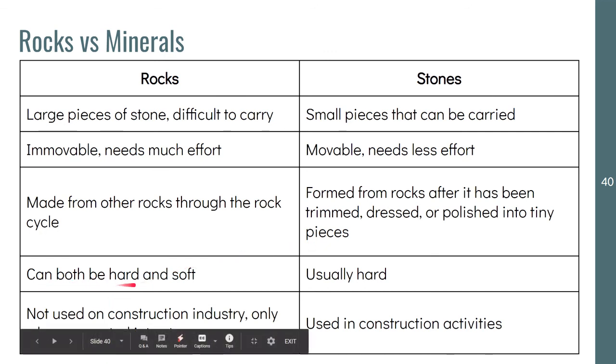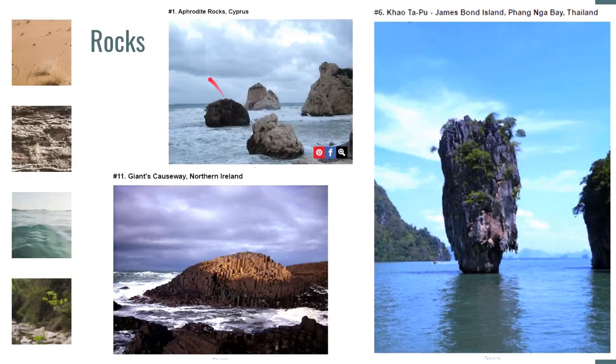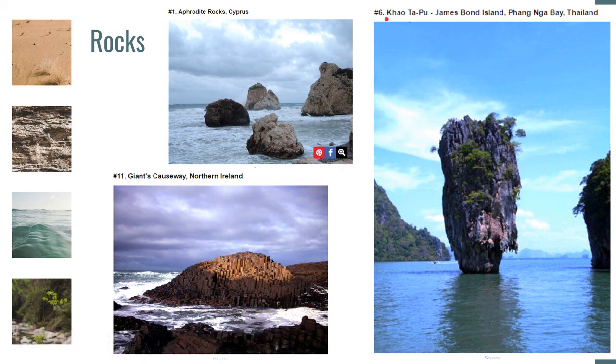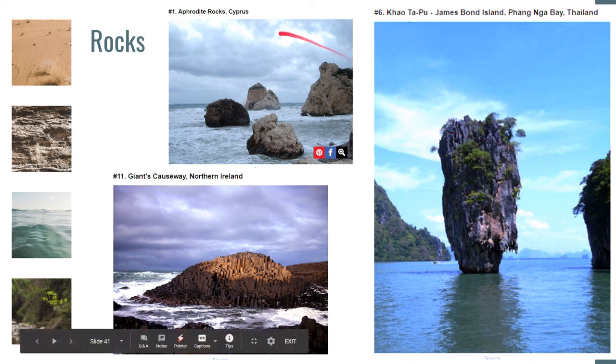Rocks can be both hard and soft. Stones, on the other hand, are usually hard. Rocks are not used in the construction industry, while stones are used in construction activities. So to further differentiate, these are examples of rocks or rock formations. These are the Aphrodite rocks in Cyprus, Giant's Causeway in Northern Ireland, very beautiful. Then the Khao Tapu, James Bond Island in Thailand. So these are examples of rocks and rock formations.